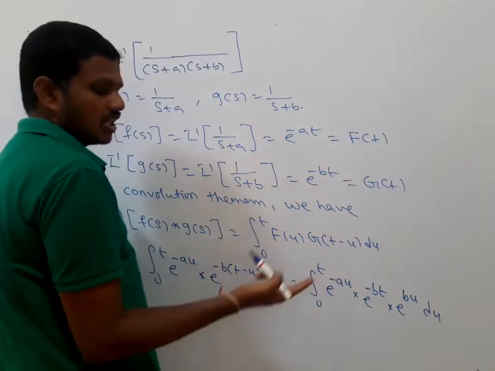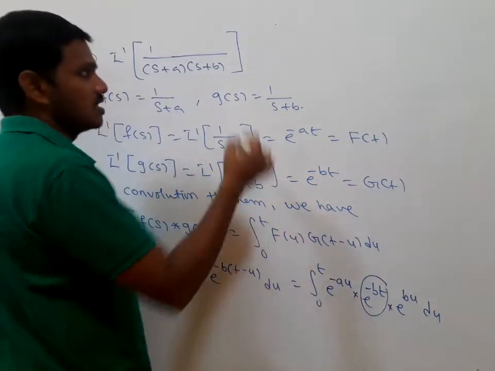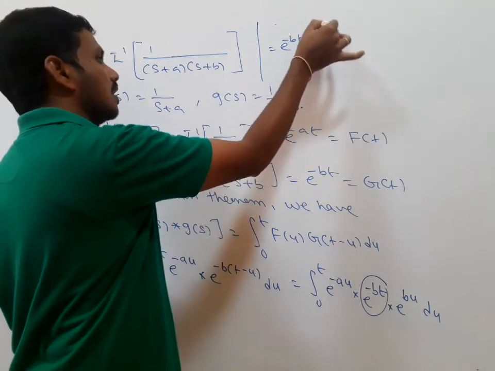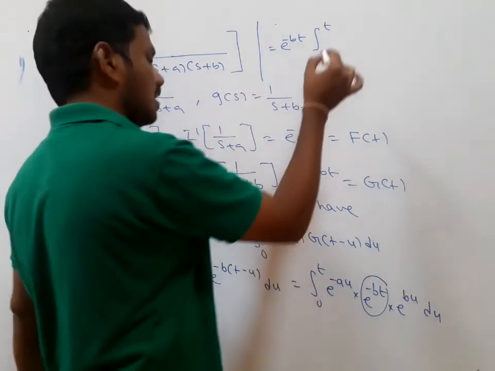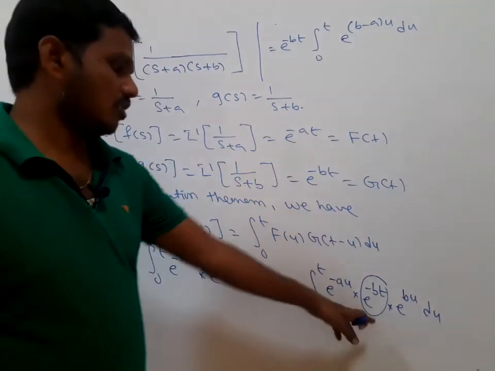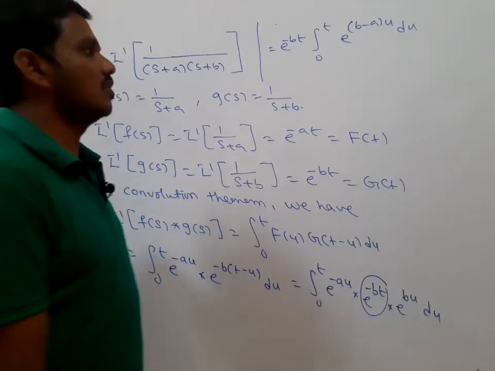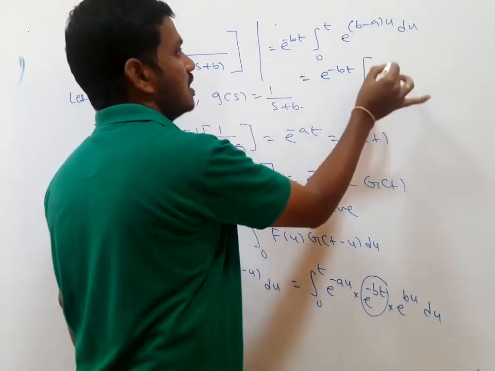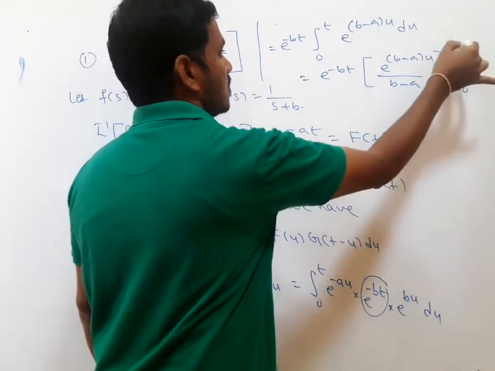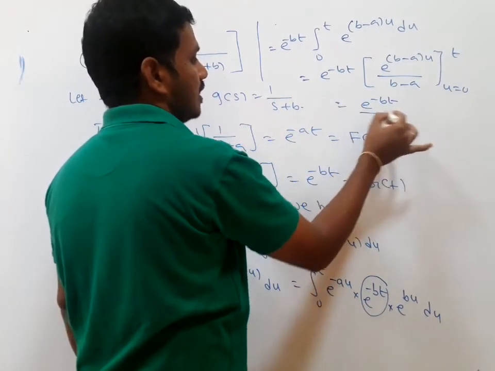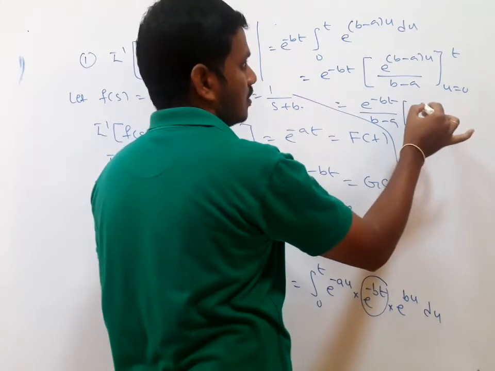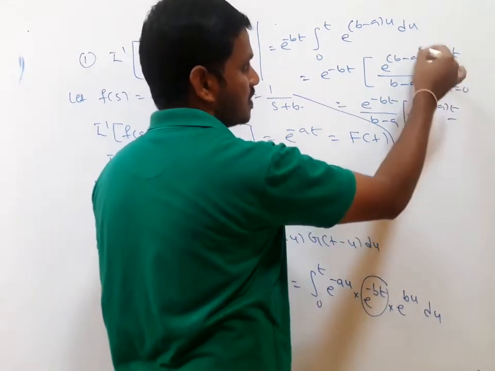du. Here the integration is with respect to u, and e to the power of minus bt is independent of u, so you take it out before the integration. That equals e to the power of minus bt times the integral from 0 to t of e to the power of (b minus a) into u du, since e to the power of bu into e to the power of minus au is e to the power of (b minus a) into u. The integration gives e to the power of (b minus a) into u divided by (b minus a), with u from 0 to t. So we get e to the power of minus bt divided by (b minus a), b minus a being a constant, times e to the power of (b minus a) into t minus e to the power of 0, which is 1.